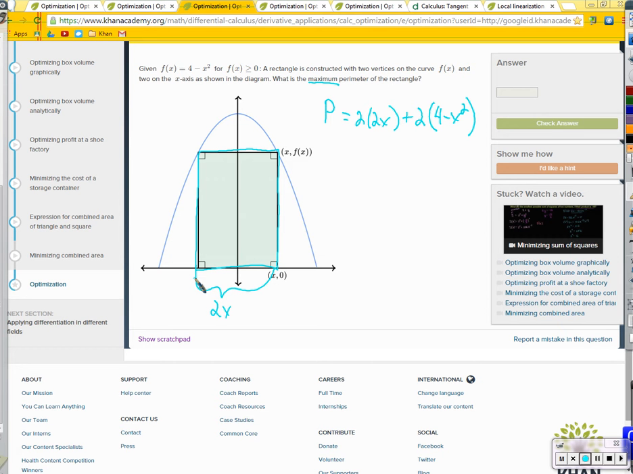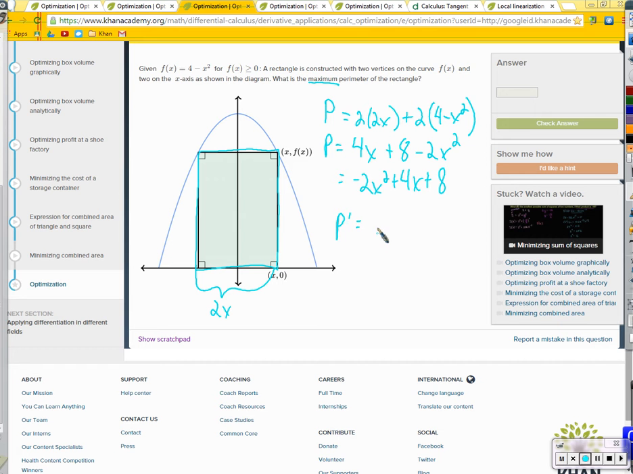Well, we want to find the maximum perimeter. It would probably be pretty boring to find the minimum perimeter, that'd be zero, or whatever this value is. So we want to do what for this function? Take the derivative. But before we do that, we might want to go like this: 4x plus 8 minus 2x squared. And then make it negative 2x squared plus 4x plus 8. That might be kind of helpful.